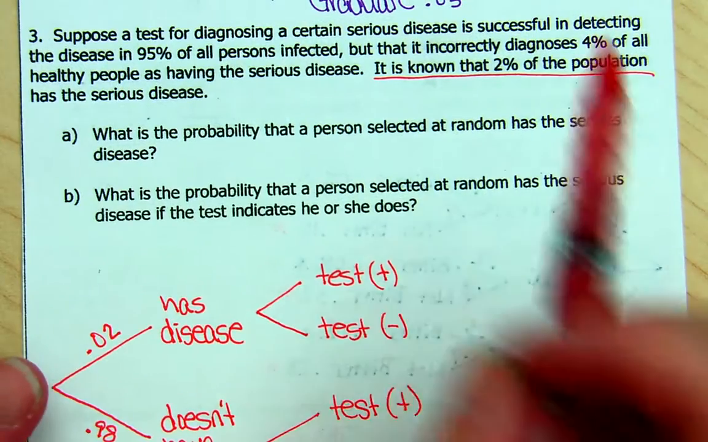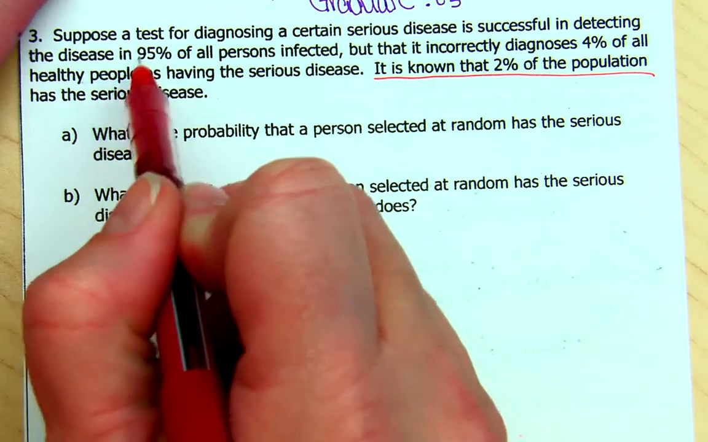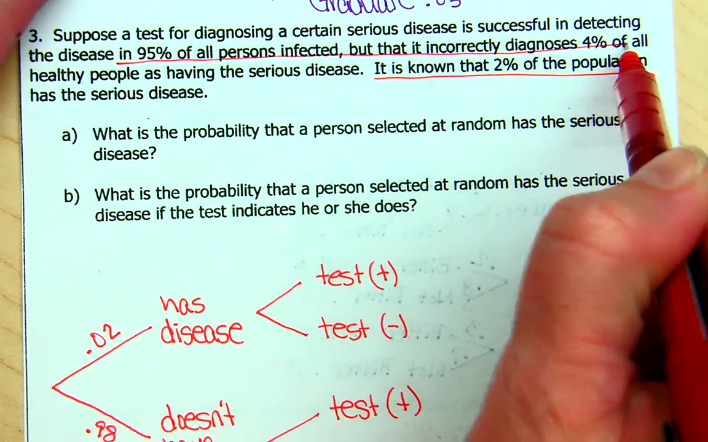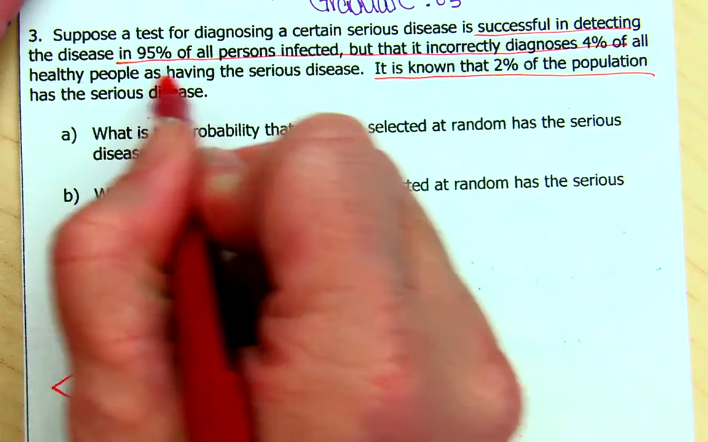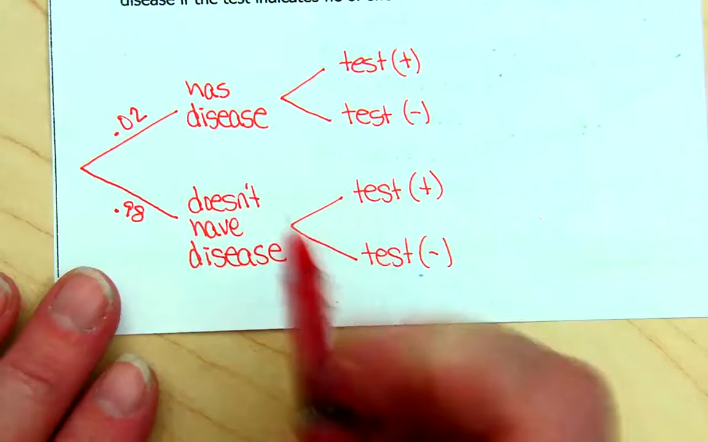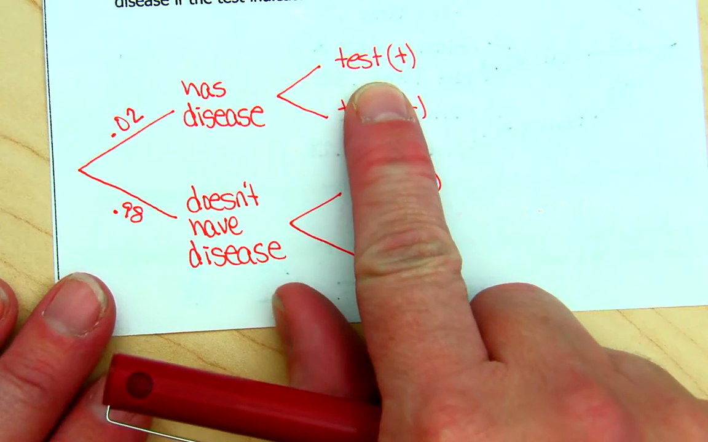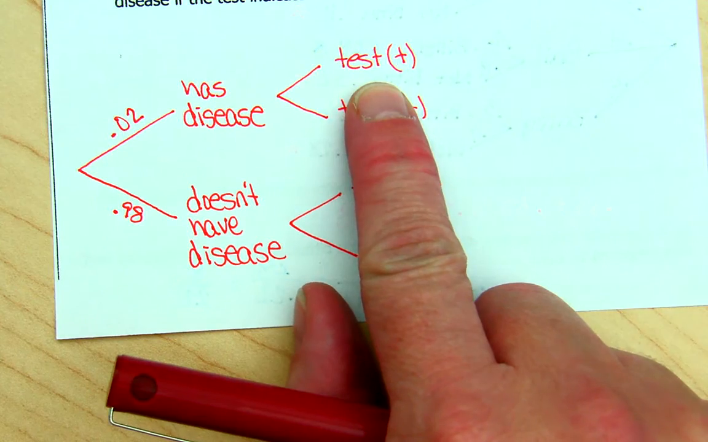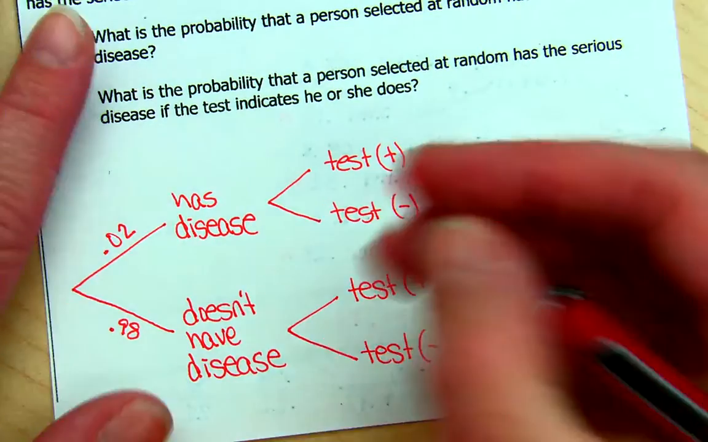We go back and read this again. We see that 95% of persons infected, it is successful in 95% of those that are infected. So if they have the disease, the test should say they have the disease. So that's the successful. So it's successful 95% of the time, so that's the 0.95.